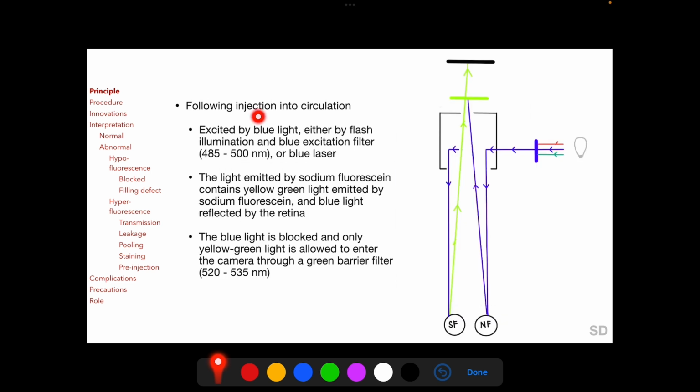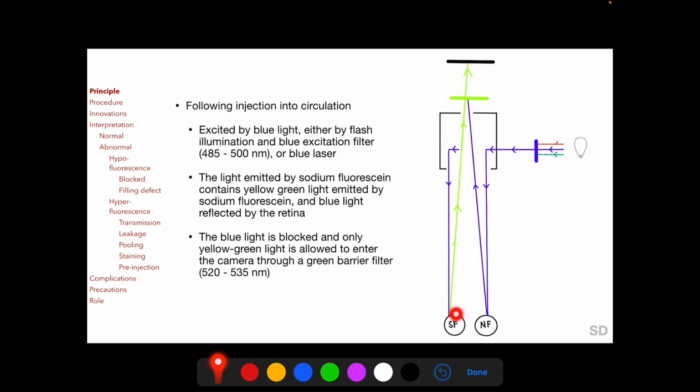Following intravenous injection of sodium fluorescein into circulation, the sodium fluorescein in the retina is excited by blue light, which is allowed to pass through a blue excitation filter positioned in front of the white light source of a fundus camera. This blue excitation filter blocks the other component wavelengths of light from the white light source of the fundus camera, and this narrow band of blue wavelengths which the blue excitation filter allows to pass through corresponds to the peak absorption spectra of sodium fluorescein.